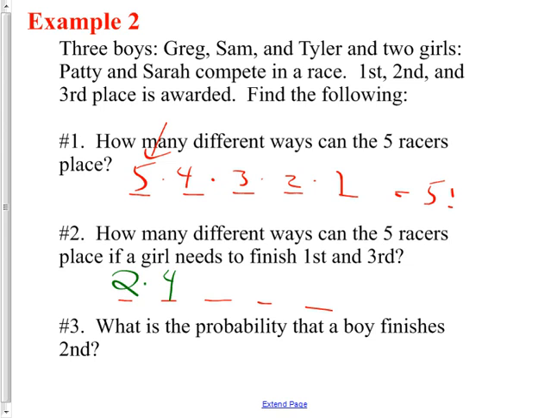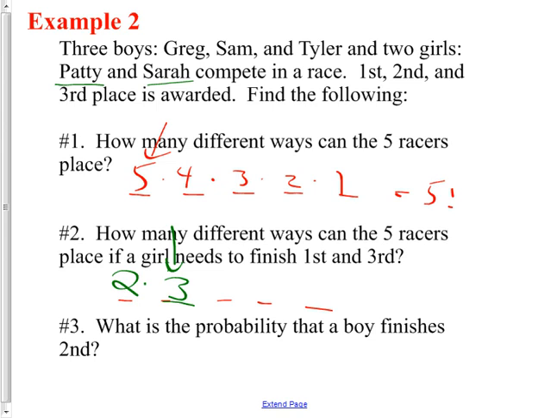Oh, wait a minute, though. Oh, you know what? You were actually thinking way smarter than I was thinking. You're right. Even though it doesn't say that, why do you have to only pick boys for this spot? Yes, because a girl needs to finish first and third. If a girl is going to finish first and third, and there's only 2 girls, then we really do only have 3 choices. I think some of you just assumed that, but you weren't thinking it through, and others of you actually were thinking it all the way through.